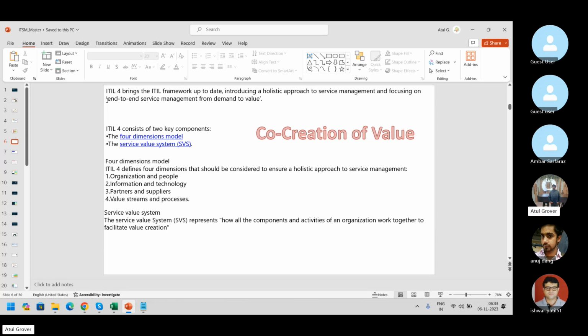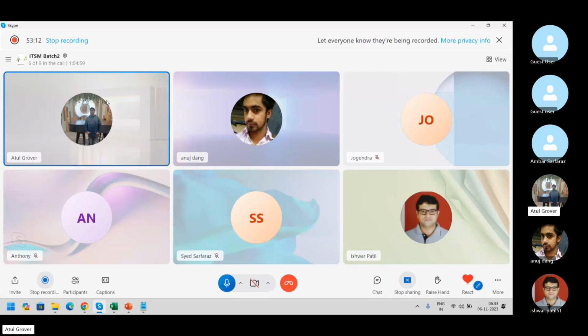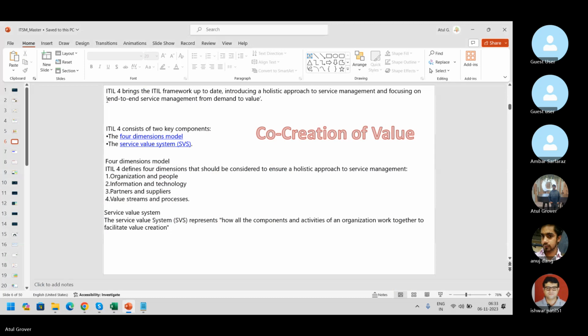This is what the ITIL4 core definition, core fundamental, stands for. Any doubt, any question, any clarification? Go ahead, Anuj. Any doubt? You sure? Can you show that page again, please? Sure. This one or the previous one? This one. Stay on this one.